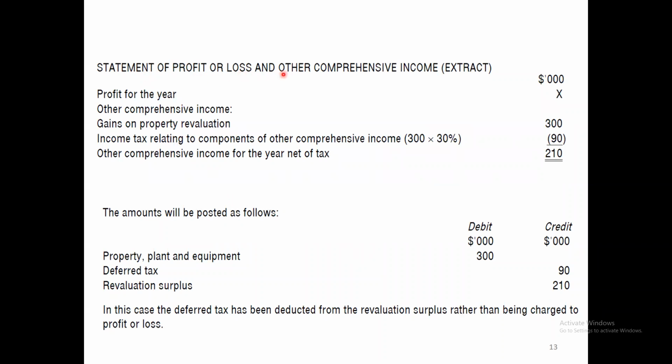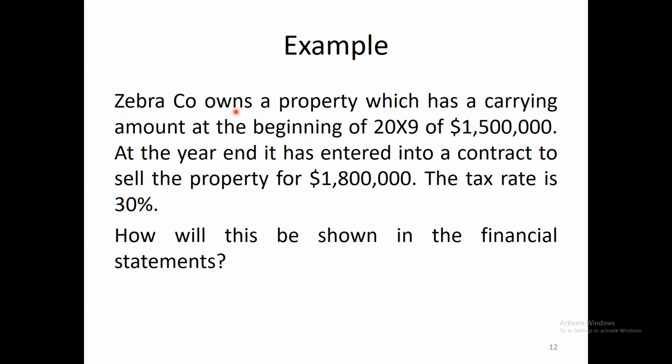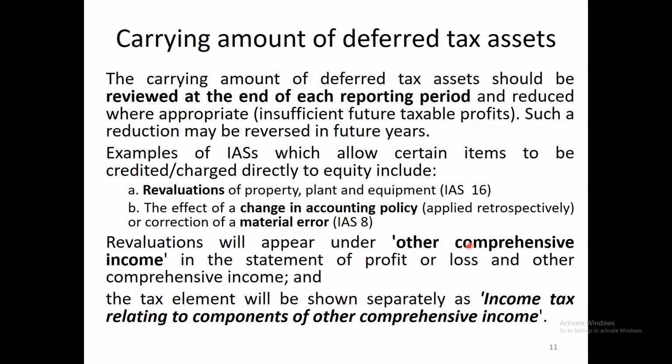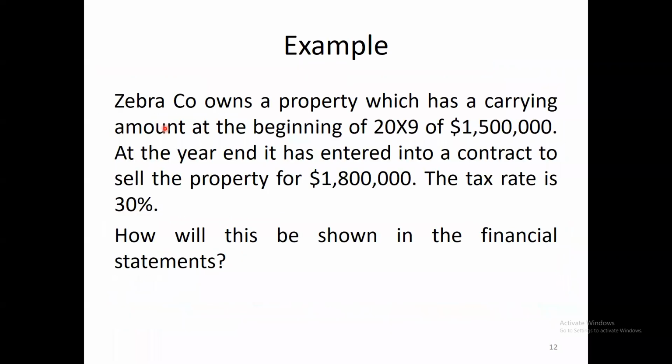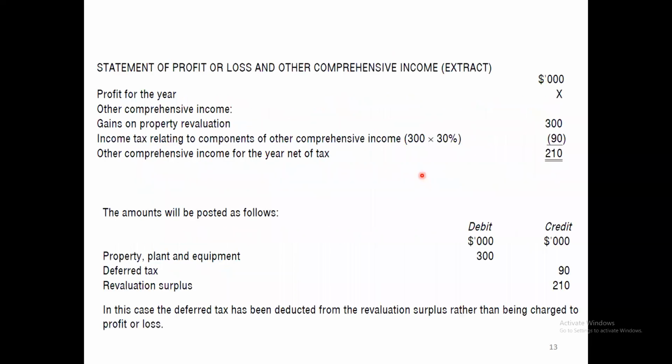Here, statement of profit or loss account. First, we can find profit for the year, right? After profit for the year, we can find a heading called other comprehensive income. Gain on property revaluation: how much? 1.5 million became 1.8 million, so 300,000. And income tax relating to components of other comprehensive income, 300 into 30%, 90,000.